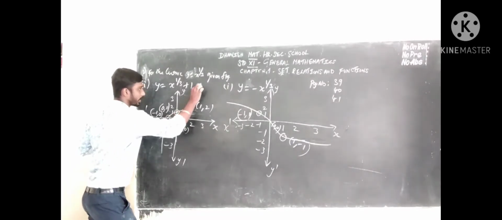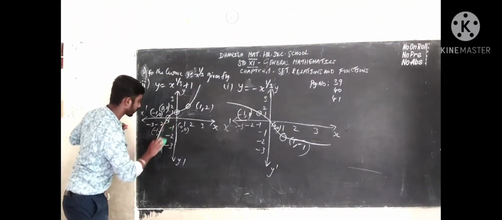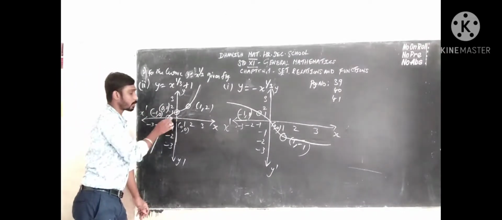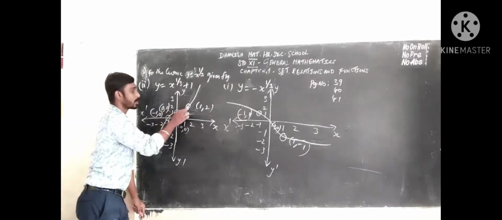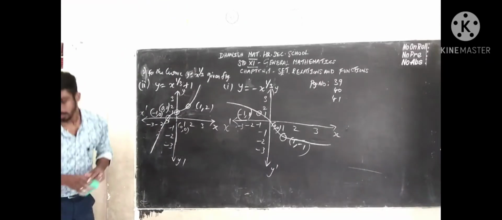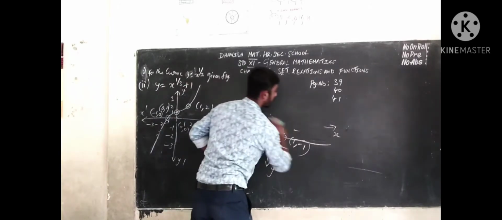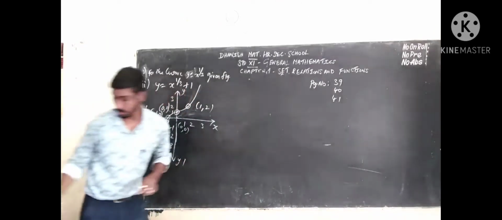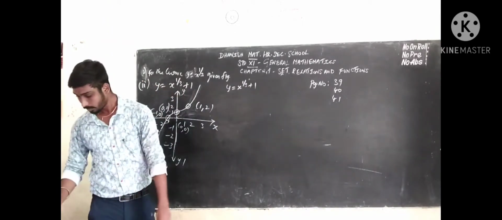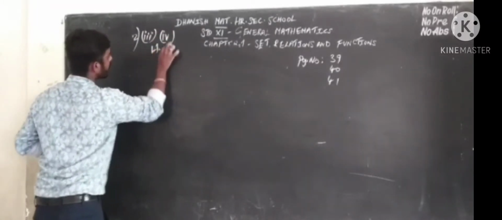Now draw the curve like this. At this point, it will not go into the origin line because we are shifting 1 point from the origin. So what is the condition you are going to write here? Y is equal to x power of 1 by 3 plus 1. The third and fourth questions will be homework for you.